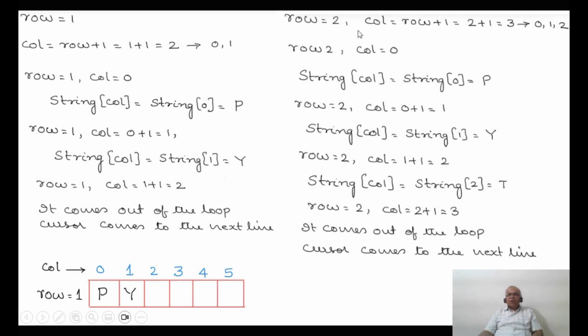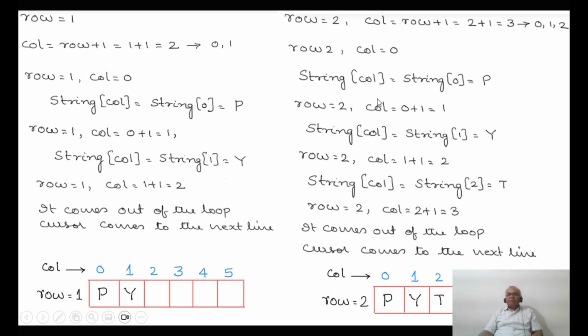Row 2, column is equal to row plus 1. So 2 plus 1 becomes 3, that is 0, 1, 2. This is the third row now. So row is equal to 2, column will be equal to 0. String of that column is string 0. What is string 0? P.